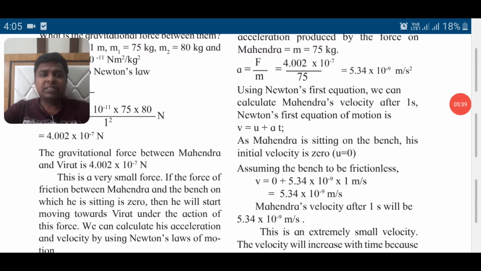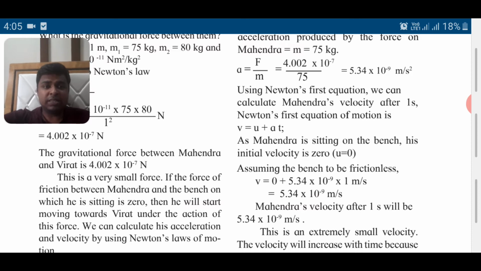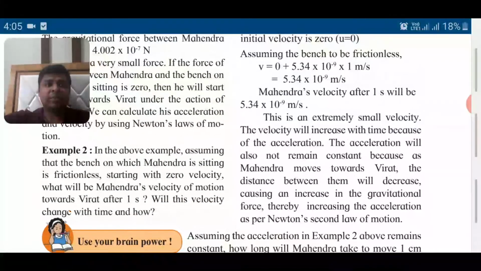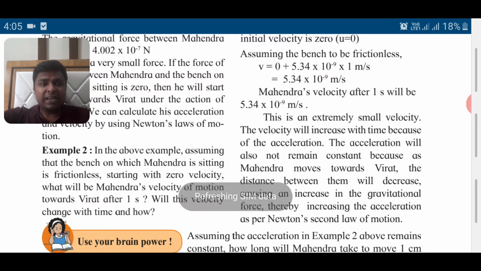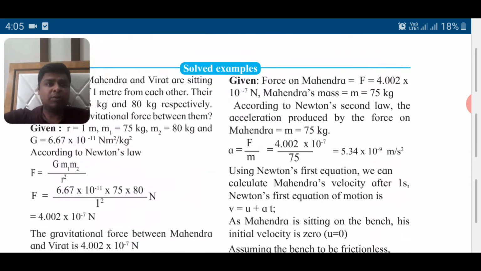So this attraction will be very small and they will start moving towards each other. So we can calculate the velocity of these two boys that are slowly coming towards each other by Newton's law. That is done in the second example. You can see, assuming that the bench is frictionless, so starting velocity is 0. What will be Mahendra's velocity towards Virat after 1 second? Will this velocity change with time and how? So here it is solved.